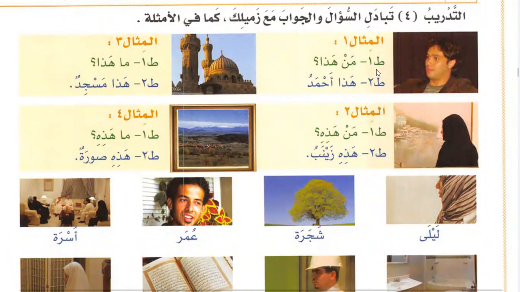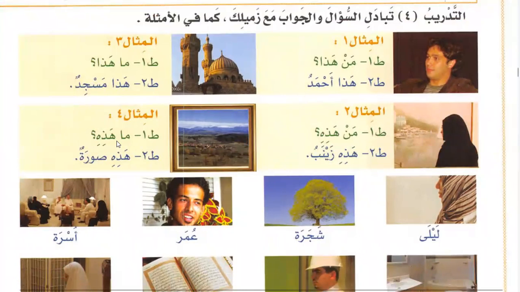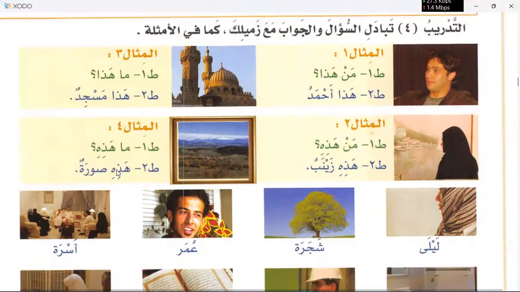The first example. First male student: man haza? Who is this? Second male student: haza Ahmed, this is Ahmed. The second example. First female student: man hadhihi? Who is this? Second female student: hadhihi Zainab. The third example: ma haza? What is this? Second student: haza masjid. The fourth example. First female student: ma hadhihi? What is this? Second female student: hadhihi sura, this is a picture.